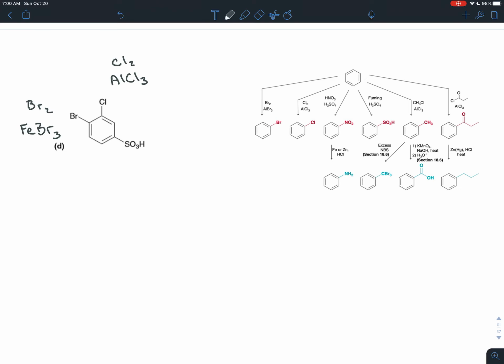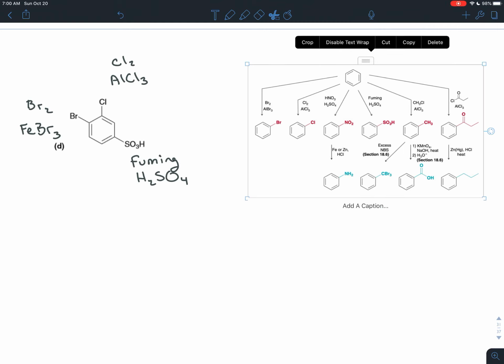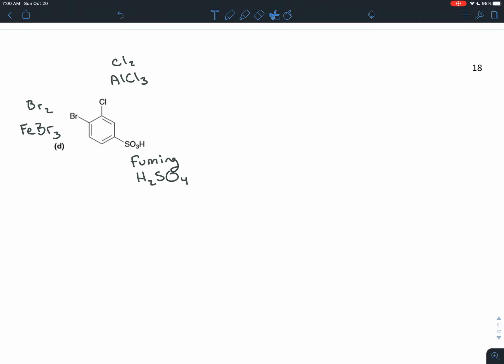For SO3H sulfonation, you would use fuming sulfuric acid. That's water with sulfur trioxide bubbles going through it. And the sulfur trioxide reacts with the water to create the sulfuric acid. So those are our three recipes that we need to use. Now let's think about the order we need to do them in.